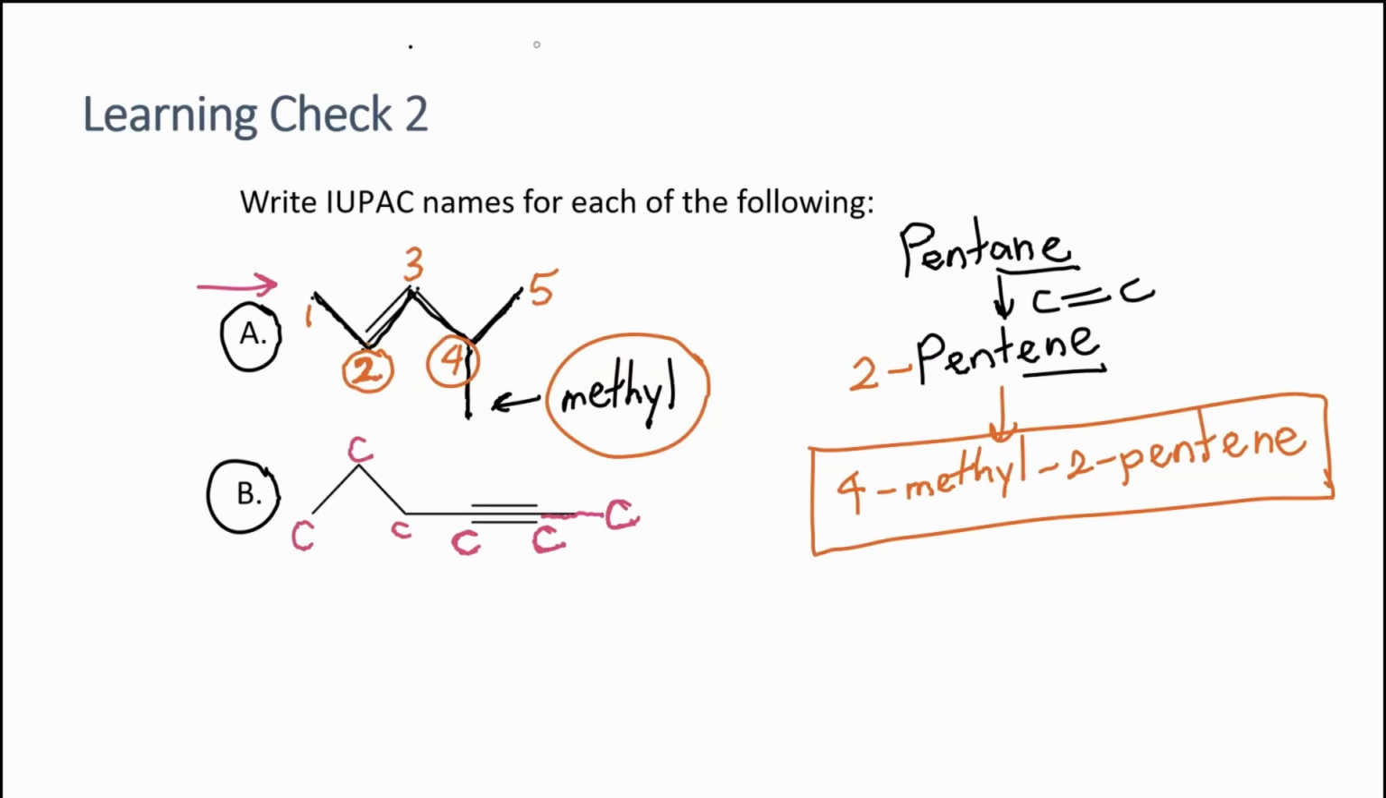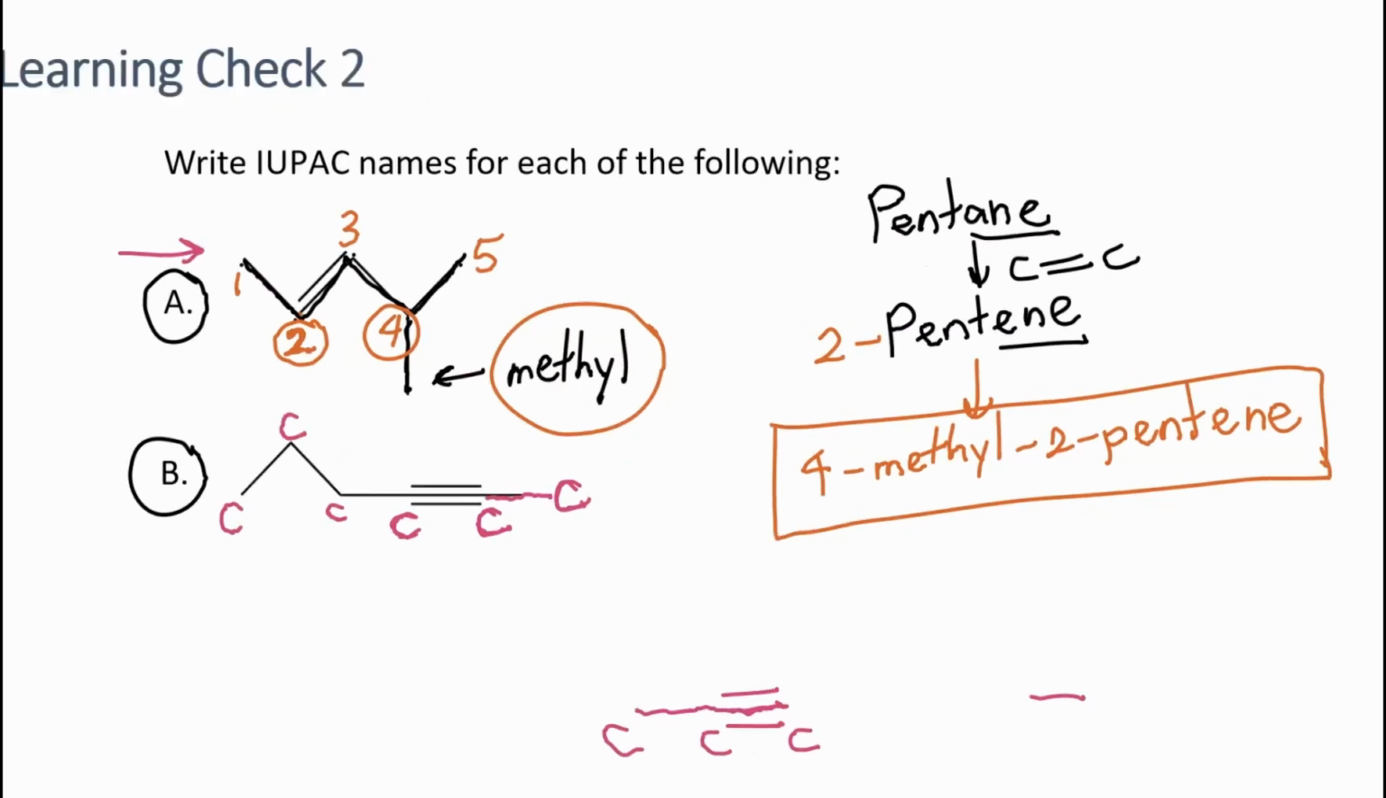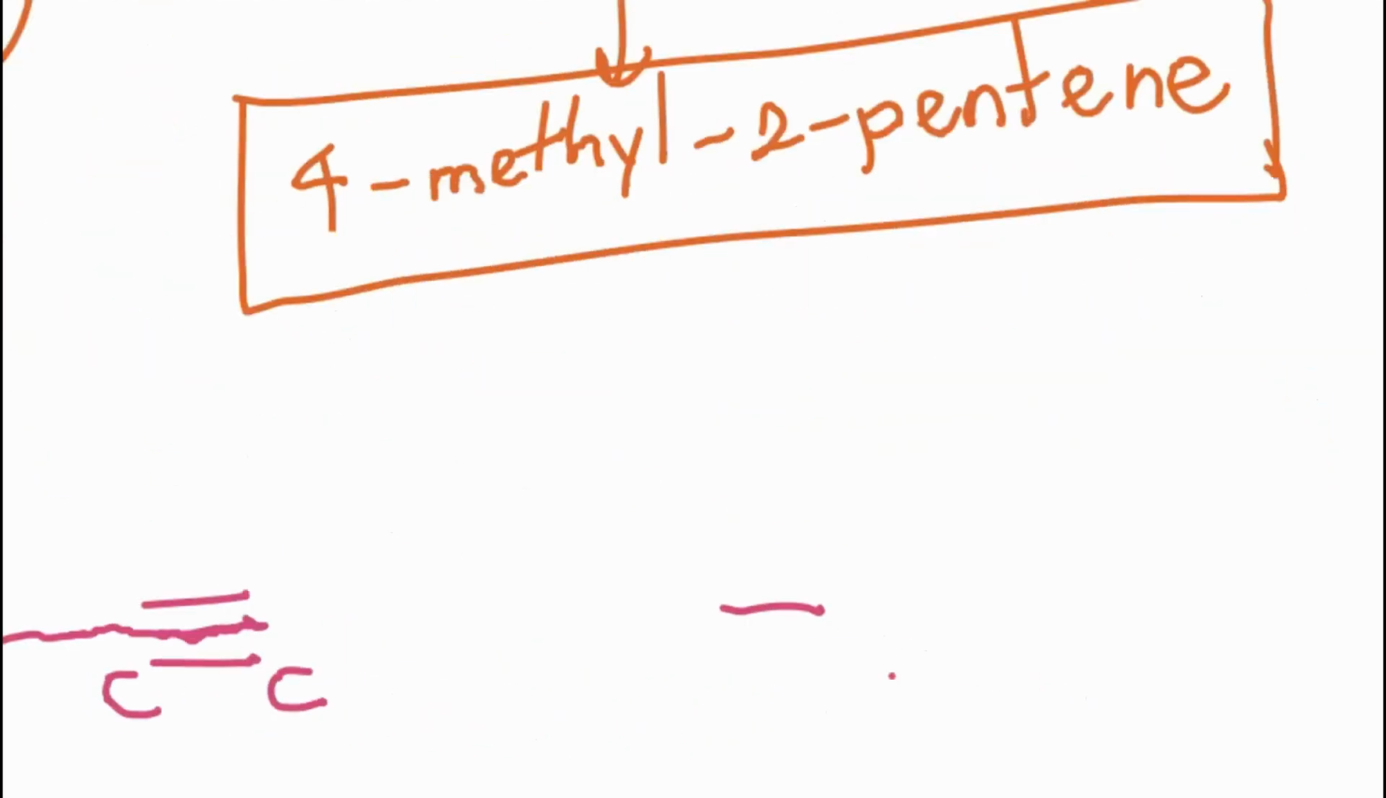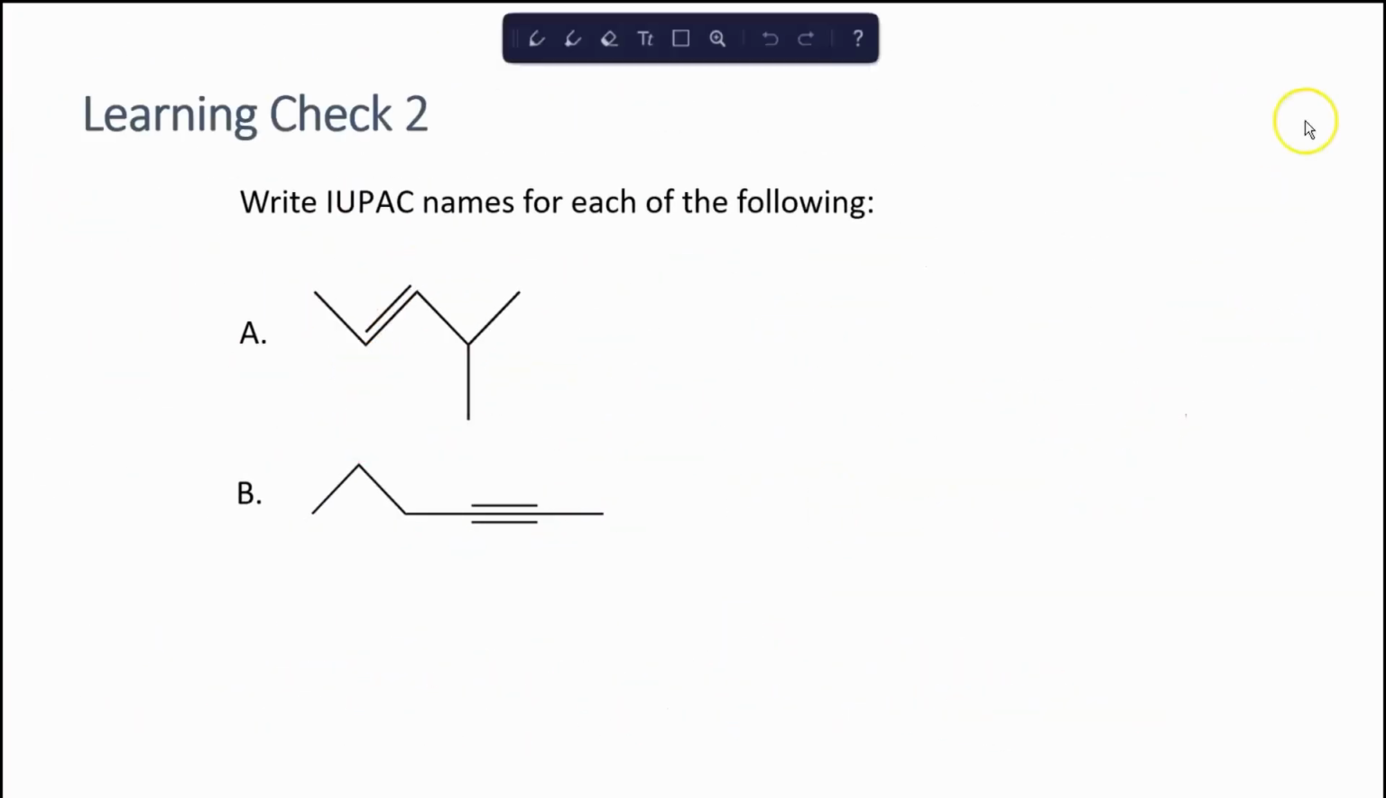If you had a structure like this, a line angle structure like this, how many carbon atoms does it have? One here, and one here. Okay. And if you had a structure like this, how many carbon atoms are there? One here, one here, one here, and one here. Okay. So those are some things that you need to take down.